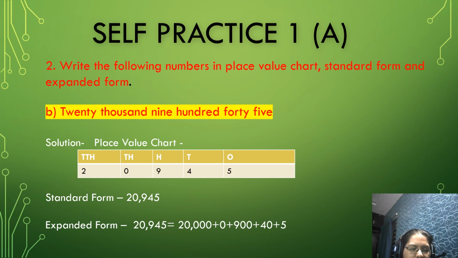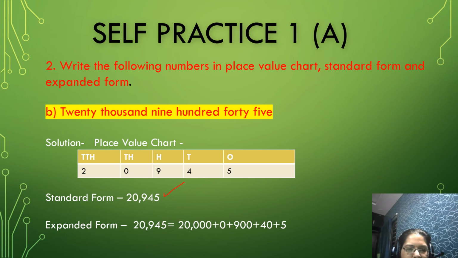The number is given in word form: 20,945, and we have to write it in standard form. The standard form is 20 comma 945.